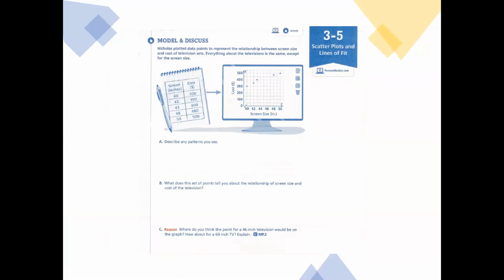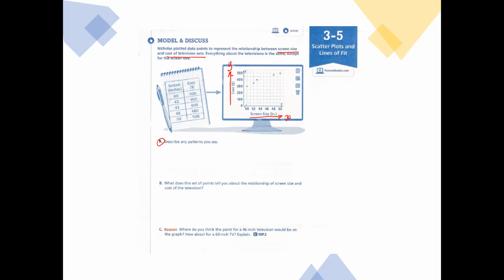All right, so take a look at the first question. It says Nicholas plotted data points represent the relationship between screen size and cost of television. Everything about the television is the same except for the screen size. So the screen size here on the x-axis is in terms of inches, and then the cost is in terms of dollars on the y-axis. So first question, A, describe any pattern you see.